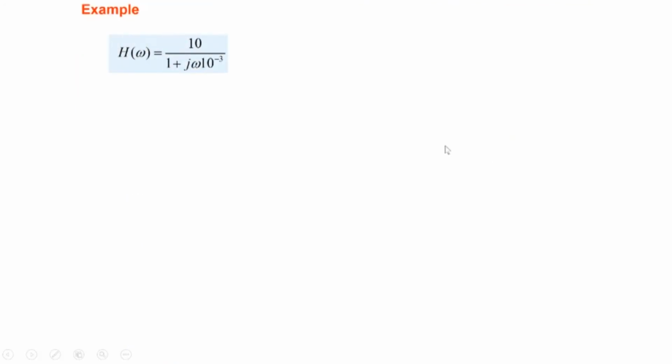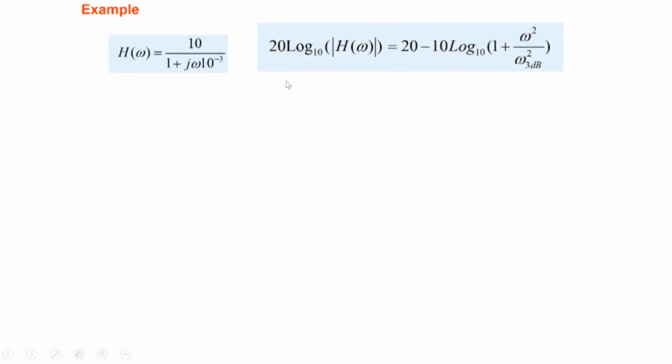Okay, so let's take an example. H of omega is, let's say, 10 over 1 plus j omega 10 to the power minus 3, if we plug in numbers. So to understand the nature of the system, let's say you've done the analysis and you've obtained the transfer function. What you do is you convert the amplitude of it into decibels.